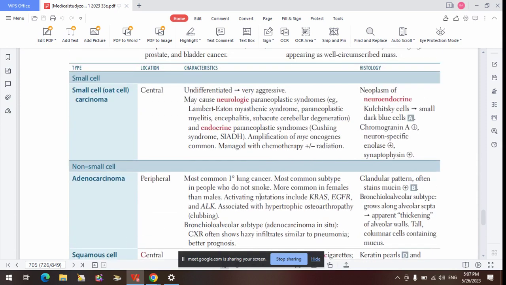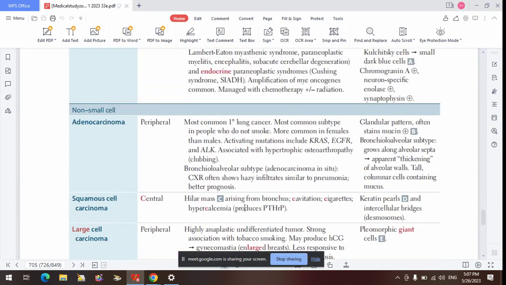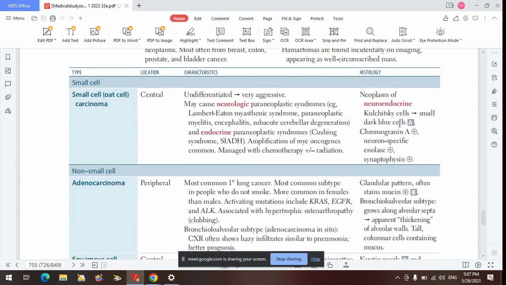Is it also found in neuro? Neuroblastoma, yes, definitely. They contain neuroendocrine cells, so that's why they share some markers in common. The markers that are peculiar to these neuroendocrine cells are your chromogranin A and your synaptophysin. Don't forget that.